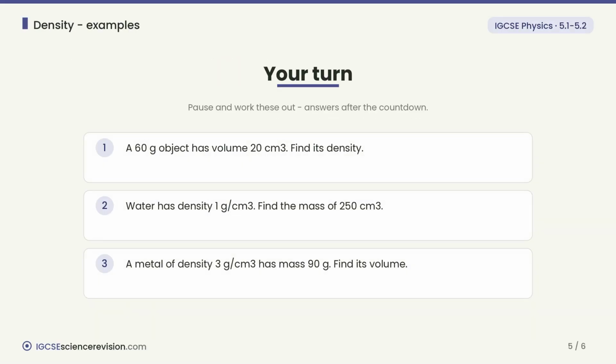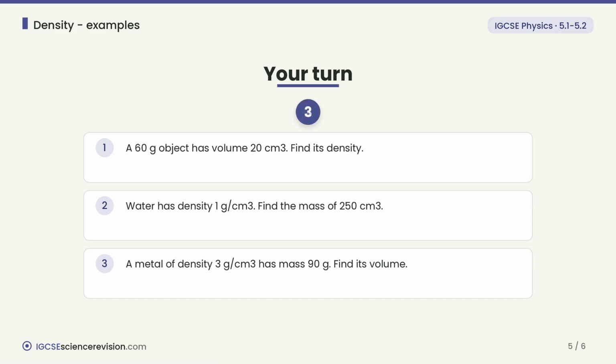Now it's your turn. Try these practice questions. Question 1. A 60 g object has volume 20 cm³. Find its density. Question 2. Water has density 1 g/cm³. Find the mass of 250 cm³. Question 3. A metal of density 3 g/cm³ has mass 90 g. Find its volume. Pause the video, work them out on paper, then play on to check your answers.